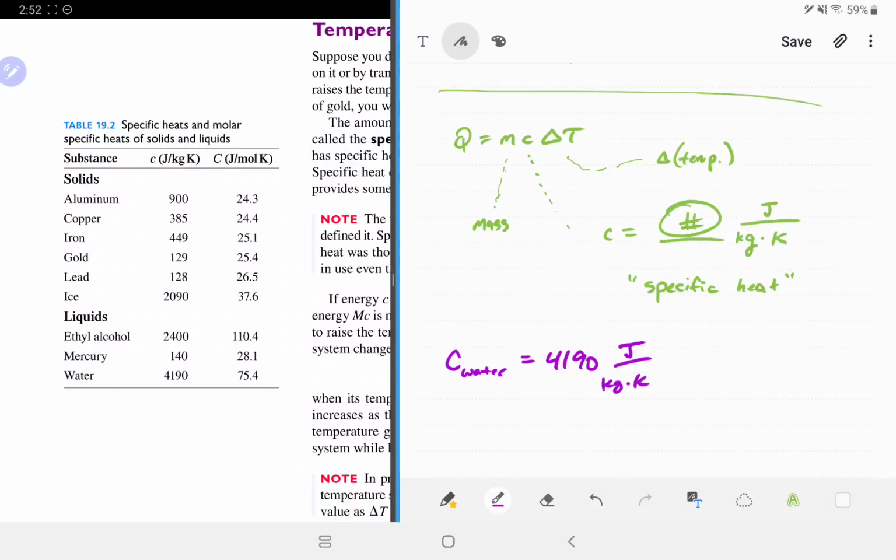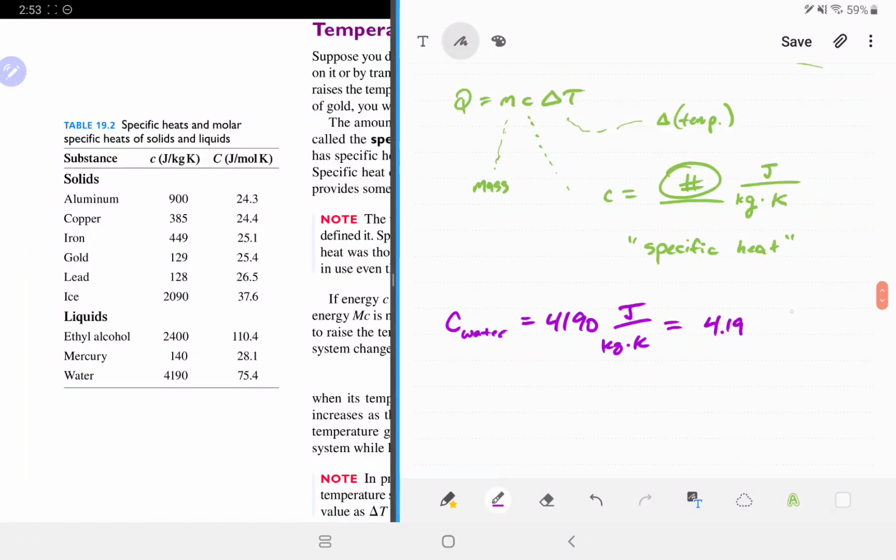The way I remember this number is, 4.19 is for some reason easier to remember in my head. And it's 4.19 if you write it two different ways. So you could write kilojoules and kilograms on the top and the bottom. Or if you multiply both the numerator and the denominator by 1,000, you can also write this as 4.19 joules per gram Kelvin.